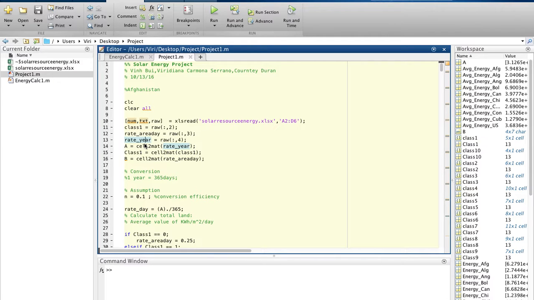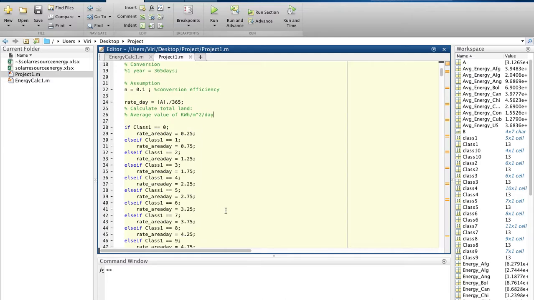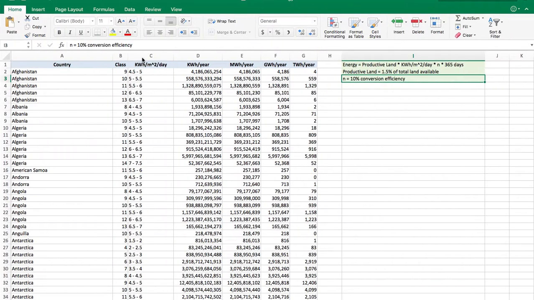Also, we converted the data from cell into matrix in order to be able to do the calculations. So we use the function cell to mat to do this change. So down here, we inputted our conversion, or our assumptions, which is the n equals 0.1 according to the equation. And we also are going to do the change from rate per year to rate per day by dividing by 365 right here.